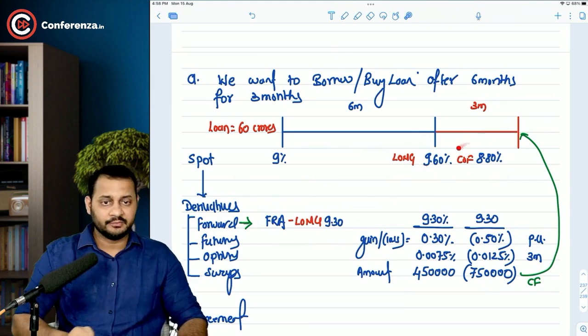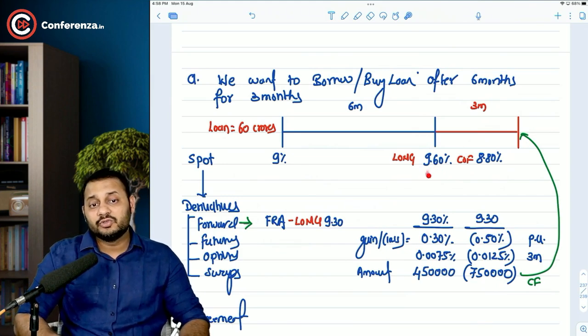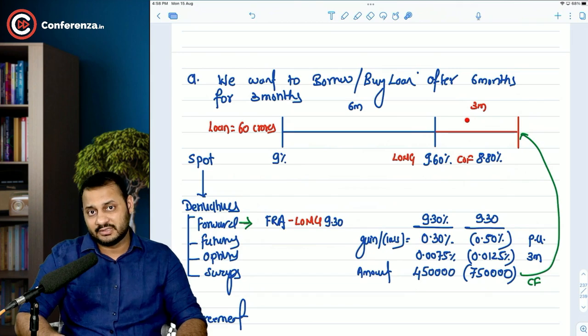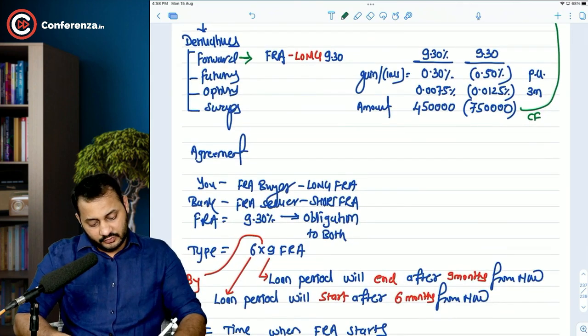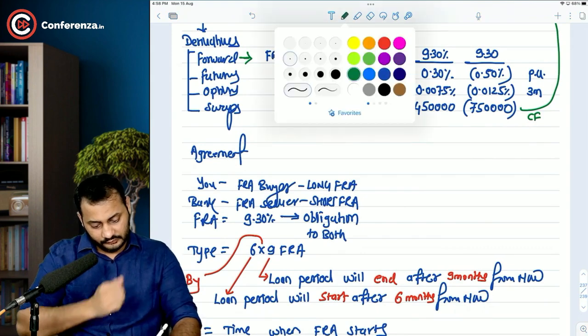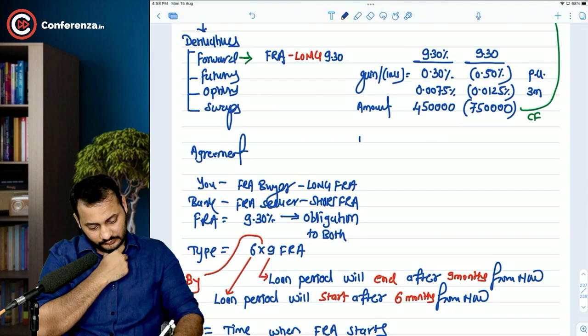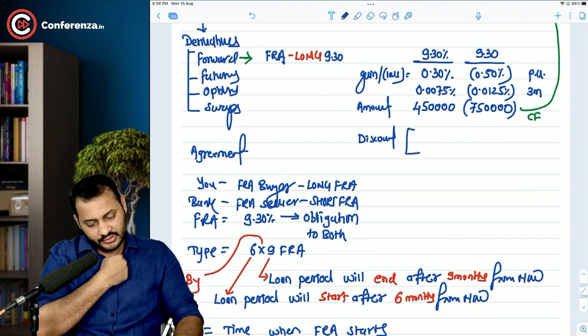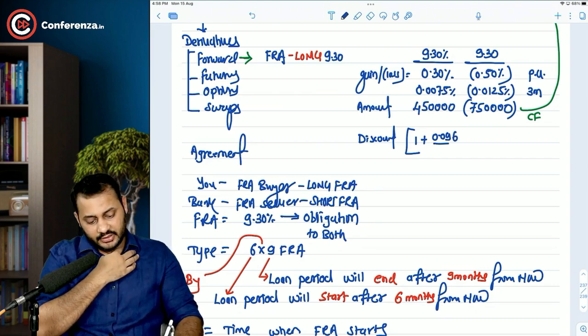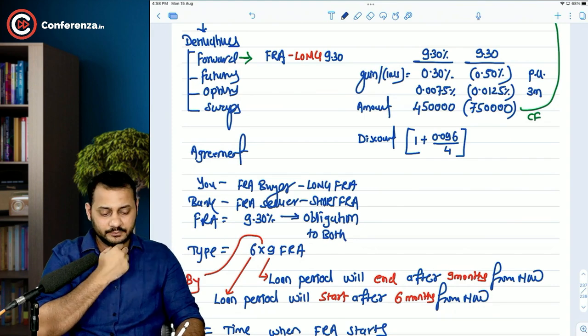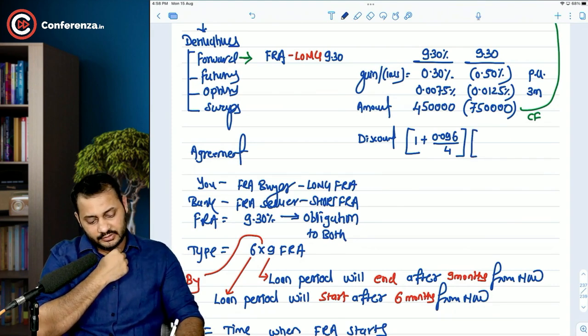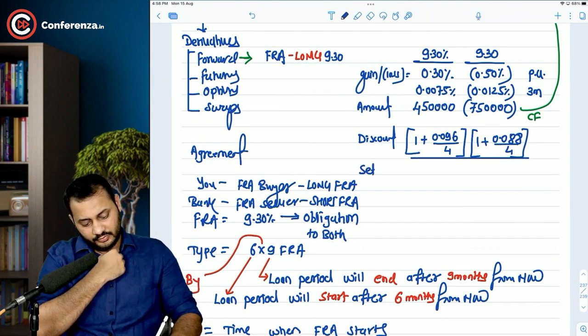Okay, let's discount it. In the case of discounting also, this is a per annum rate and we have to discount it by 3 months itself, right? So how to do that? It's very simple. 1 plus 0.096, the per annum rate divided by 4 for 3 months, and I will divide by this. In this case, 1 plus 0.088 divided by 4. This is going to be the settlement amount.